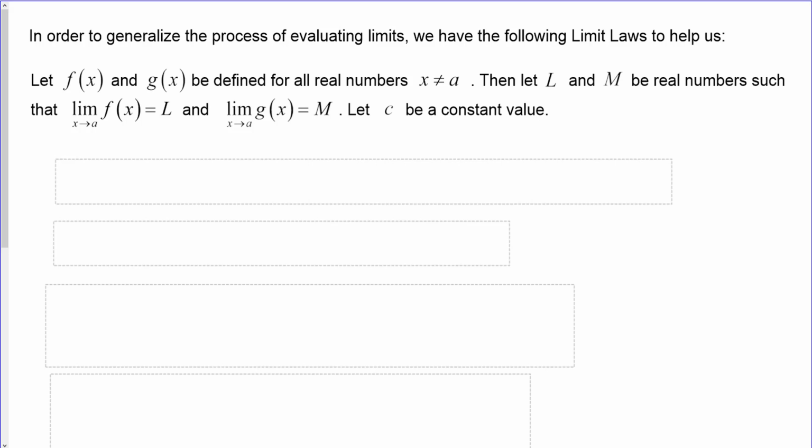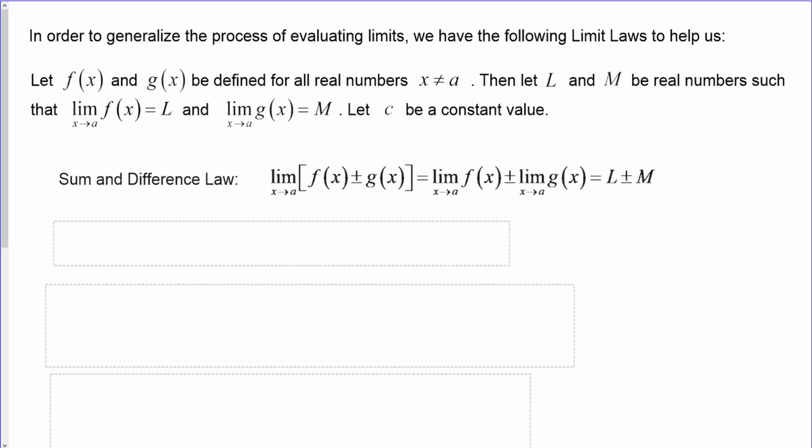So the different properties we have here: f of x and g of x are defined for all real numbers x which are not equal to a, which is going to be our limit point. Then we let L and M be the values that we're approaching as we get closer to a from the two individual functions. The first property is a sum and difference law. If we take the limit of the sum of those functions, that's the same thing as taking the limit of each function separately and adding or subtracting them.